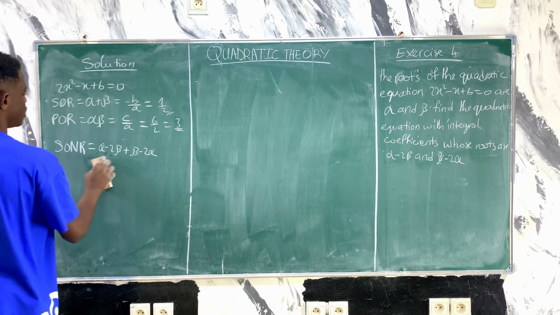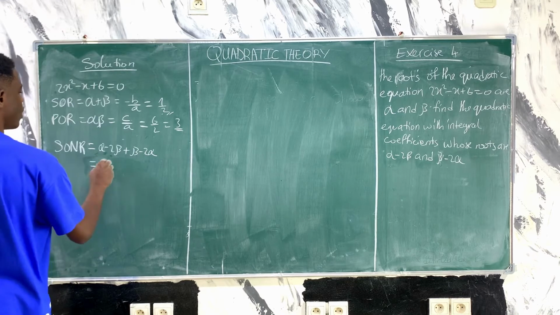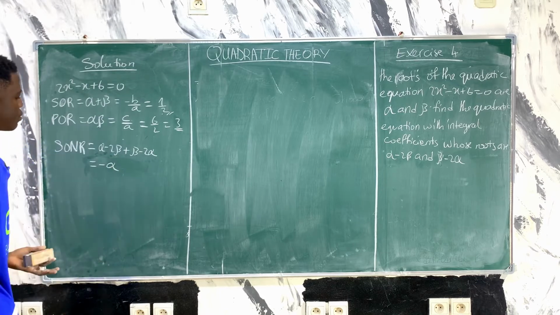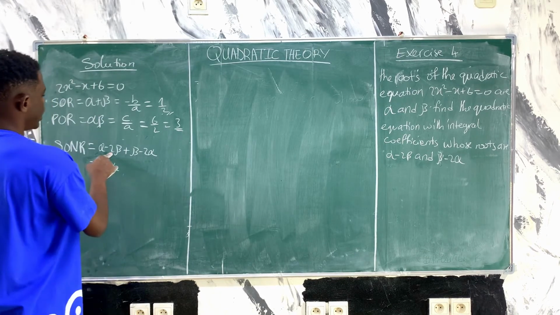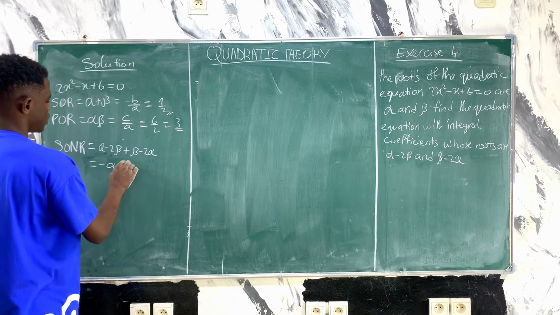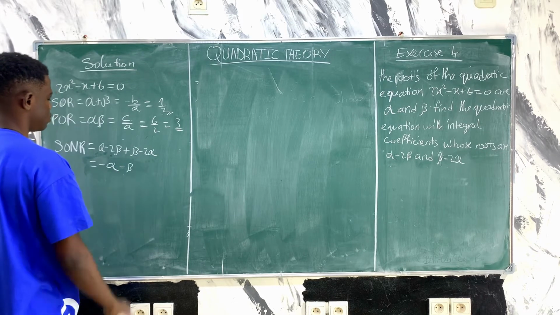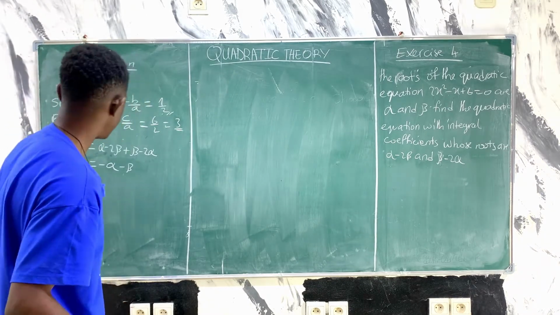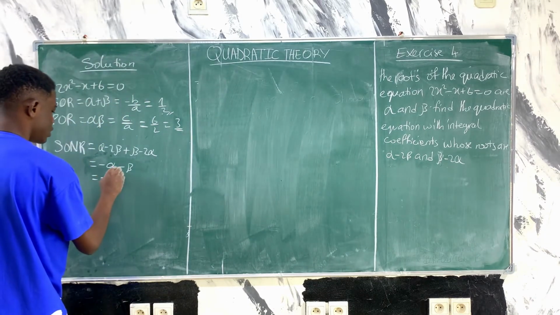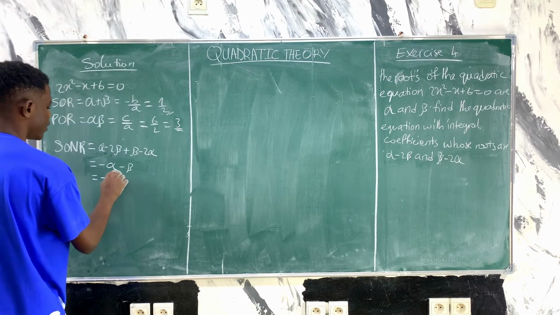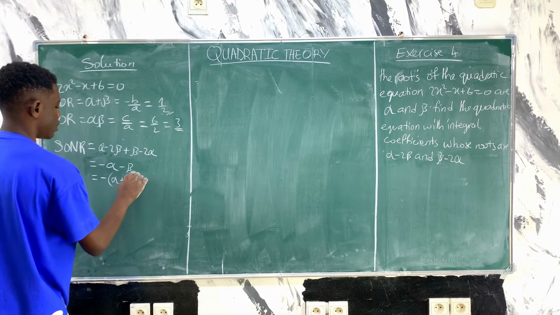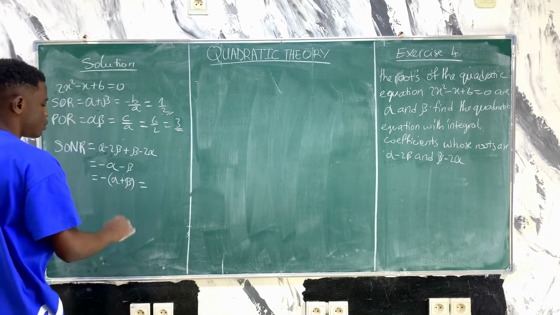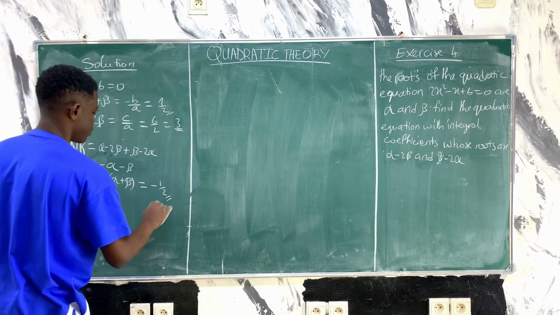Sorry for the small error. Alpha minus 2 alpha is actually 1 minus 2, which is minus alpha. So minus 2 beta plus beta is minus beta. This is the same as minus 1 being a common factor: minus (alpha plus beta). Alpha plus beta is half, so it will just be minus half.